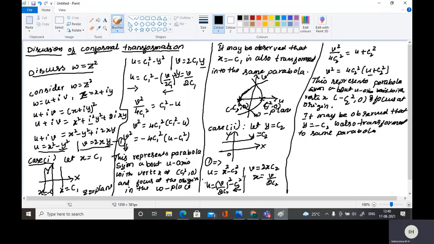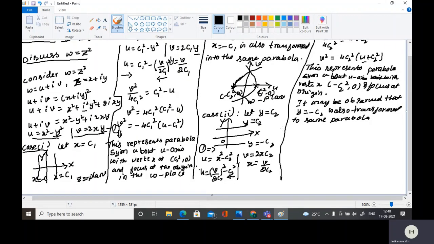This is a parabola symmetric about the u-axis only, but with the vertex minus c2 square comma 0. And one more straight line we consider, that is y is equal to minus c2. This also maps to the same parabola. Transformation is nothing but mapping. So finally, what we conclude here is that the straight lines parallel to the coordinate axes are mapped to parabolas symmetric about the u-axis in the w plane. That is our conclusion.